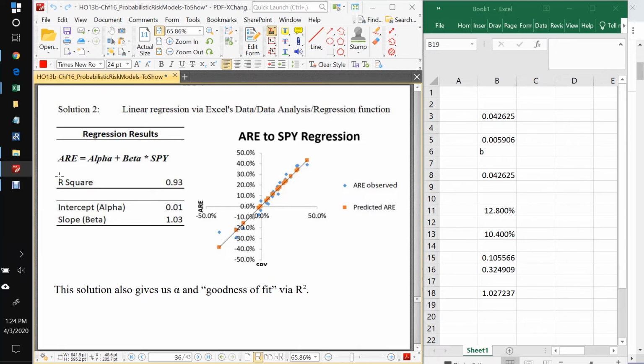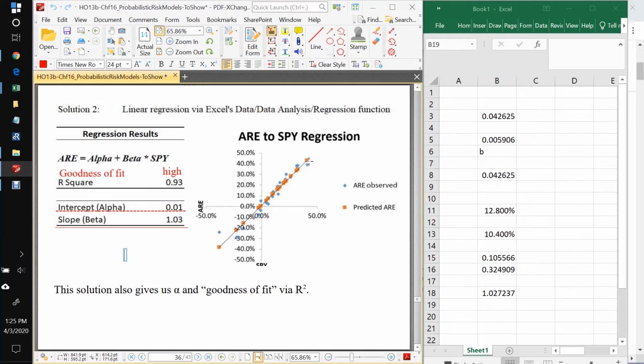So the R squared, this is our goodness of fit, is pretty good. That's high, 93%. Colloquially, we would say that about 93% of ARE's returns are attributable to the return of the overall market. They coincide with the return of the overall market. We find in this case the intercept alpha is very small, about 1%, and the slope is just about 45 degrees, 1.03, and we see that in our regression line.